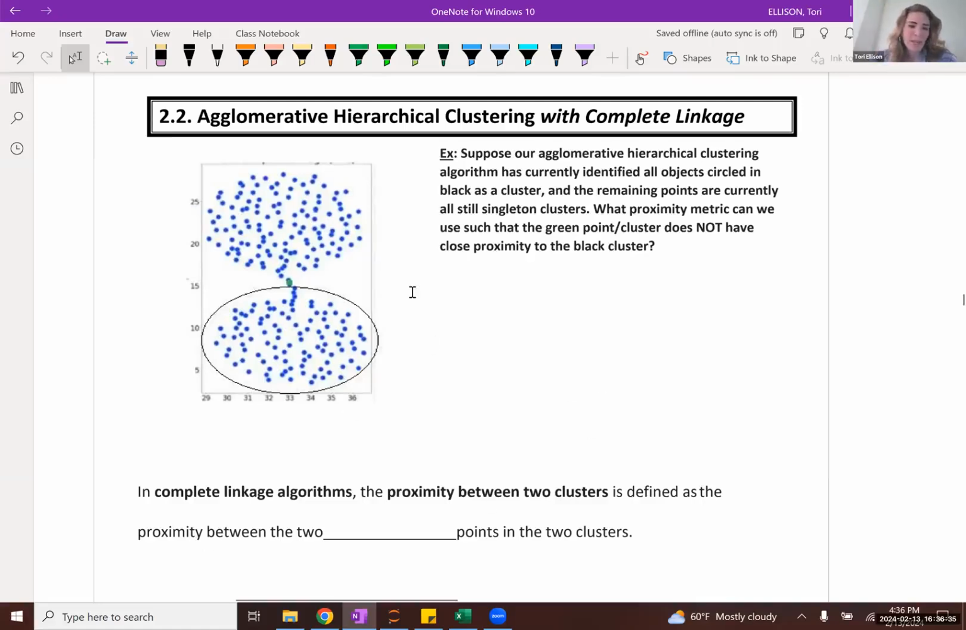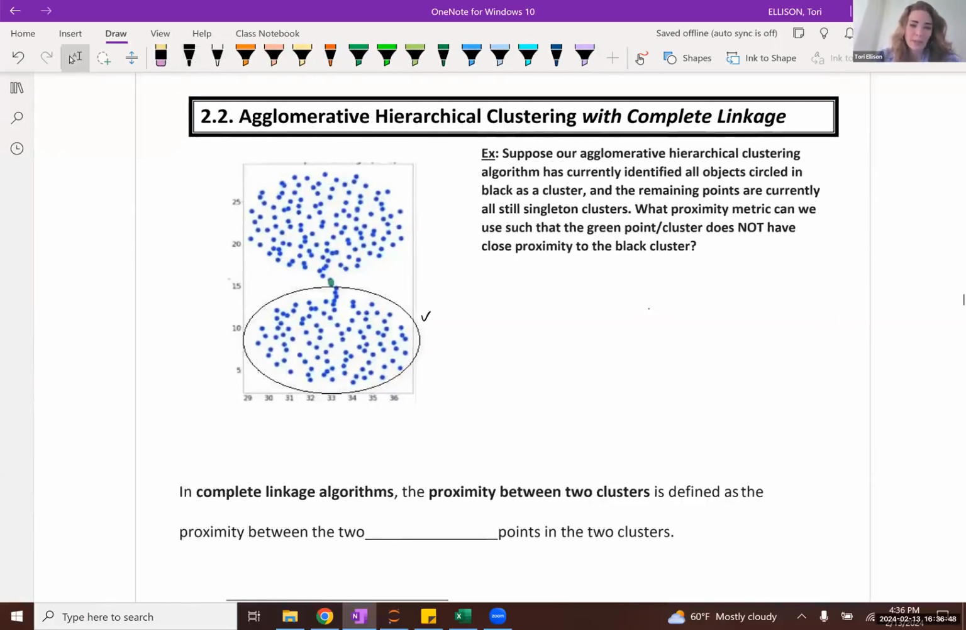For instance, let's just say that we were at a particular iteration of an agglomerative hierarchical clustering algorithm, in which the set of observations circled here is one cluster. Let's call this cluster one. Let's just say this green point is a singleton cluster. It's by itself. Let's call this cluster two. And then basically every other observation here is also a singleton cluster by itself.